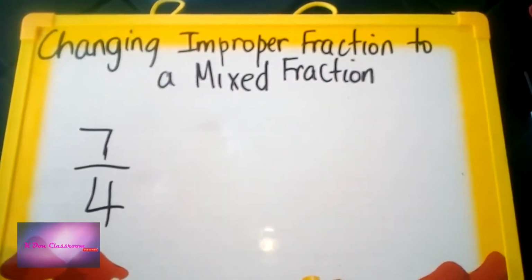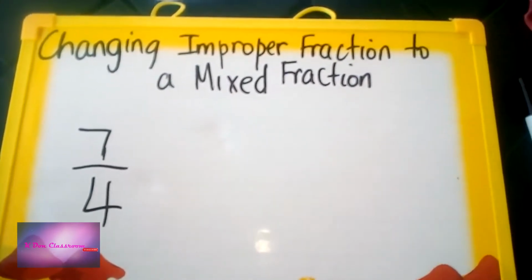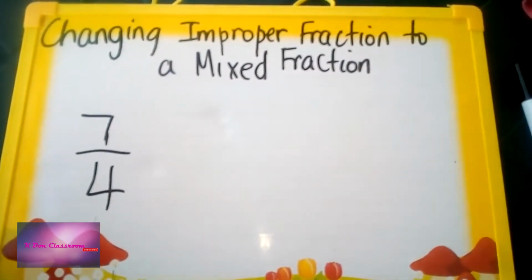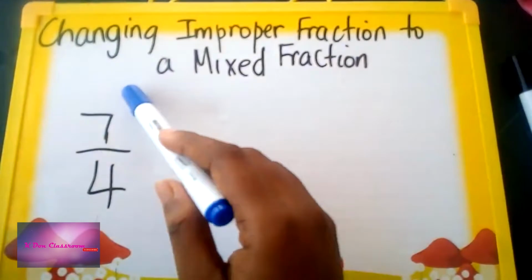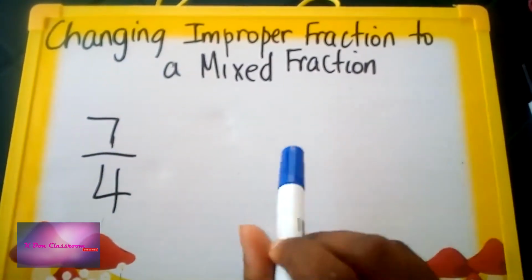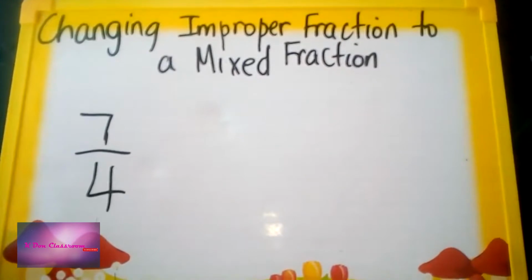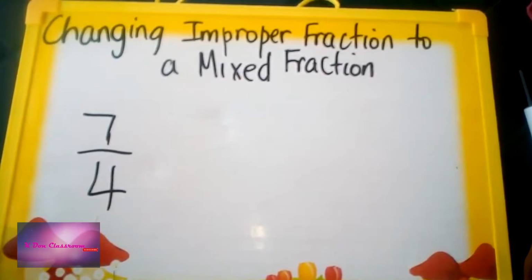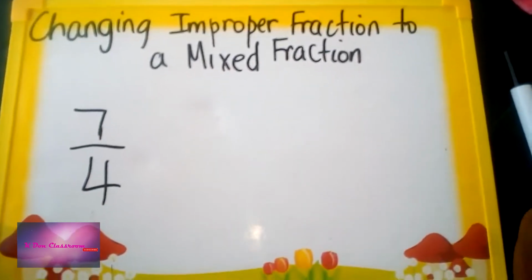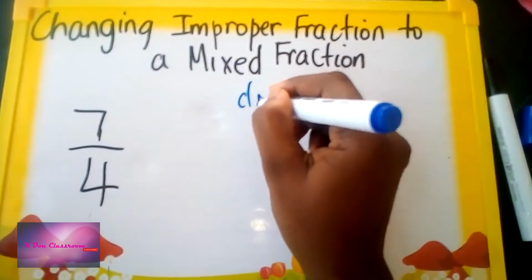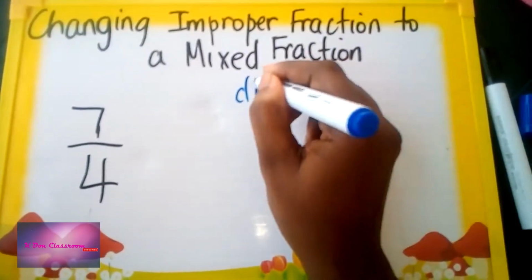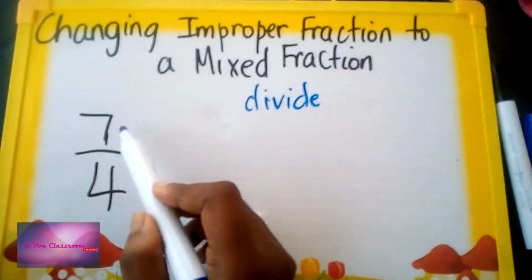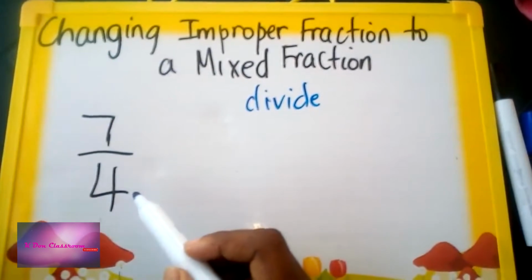Now, how do we change this improper fraction into a mixed fraction? Remember, our mixed fraction must have a whole number along with a proper fraction. So we need to change this so that we can have a whole number and a proper fraction at the end. Good. Now we have an operation to do. In order to change this, we must divide. We're going to divide our numerator by our denominator.